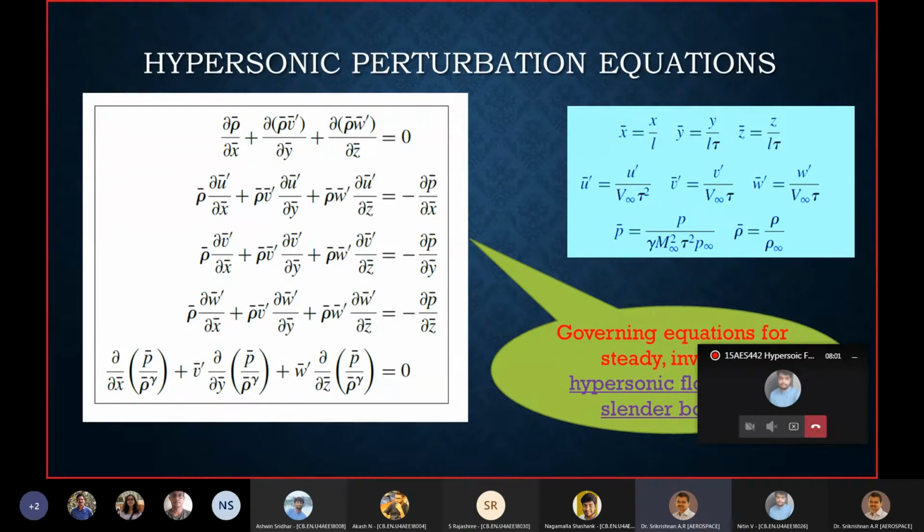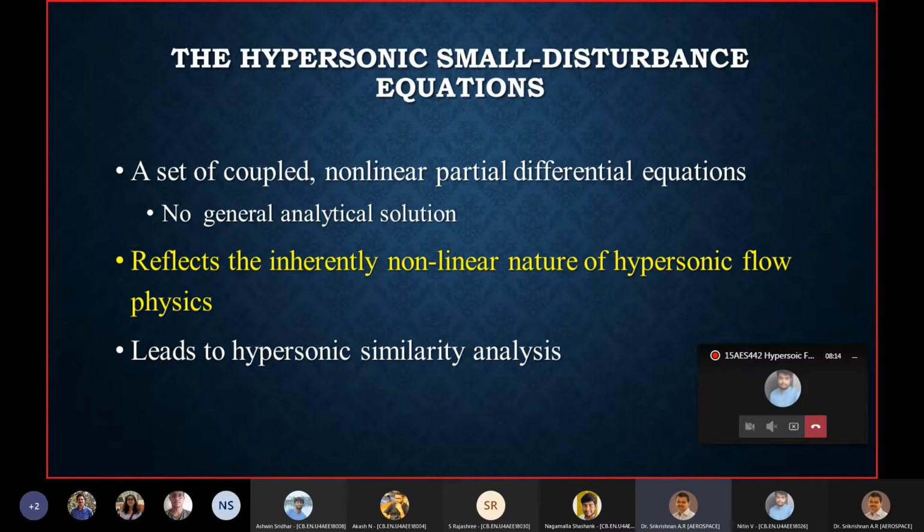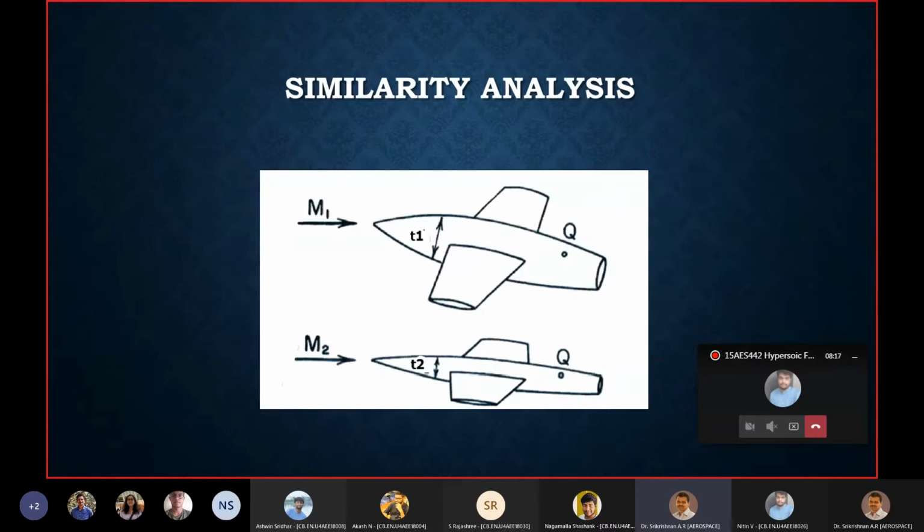Okay, only for the u and v terms have we used the perturbations. P and rho we have just retained as such, but with appropriate non-dimensionalization. So with that, we have a set of equations which are still nonlinear partial differential equations. We are not attempting to solve them, but we are trying to study their behavior. And that's what takes us to what is called similarity analysis.